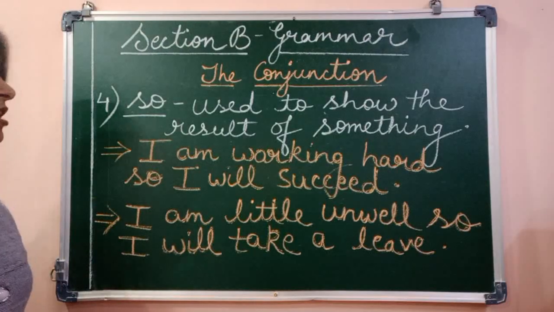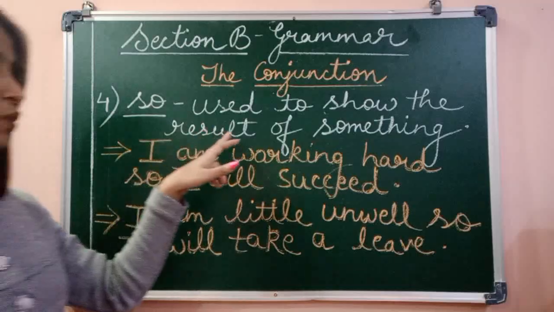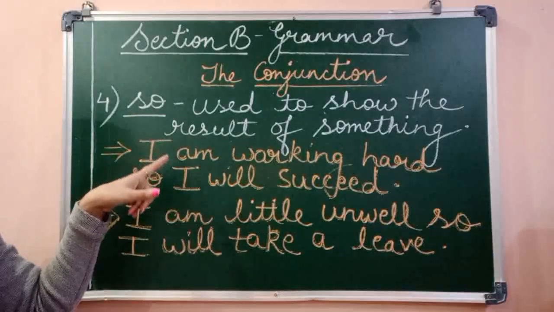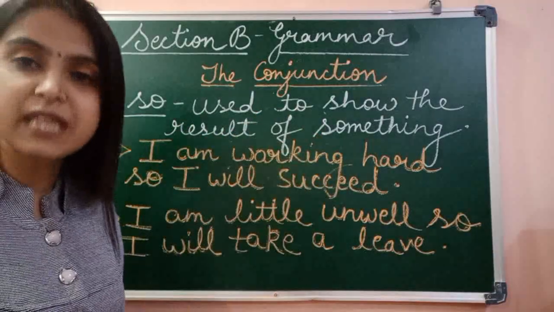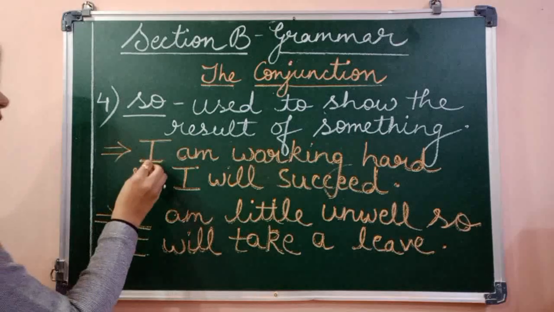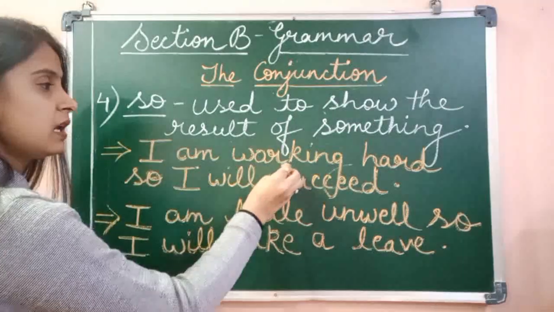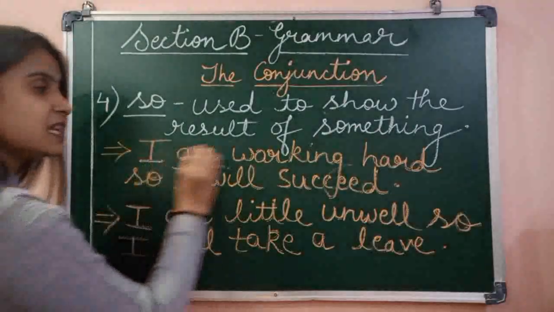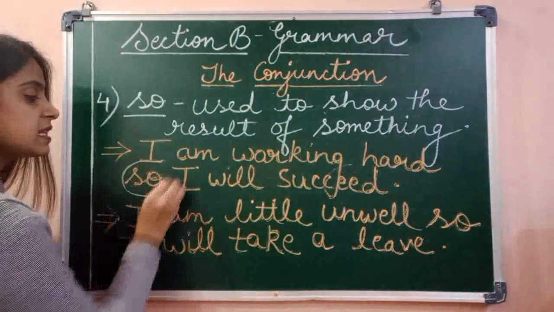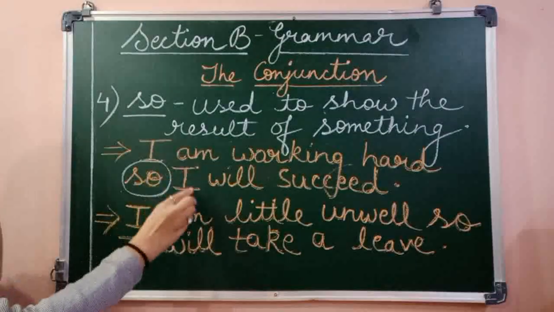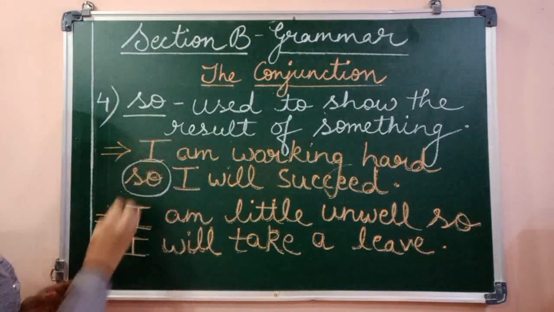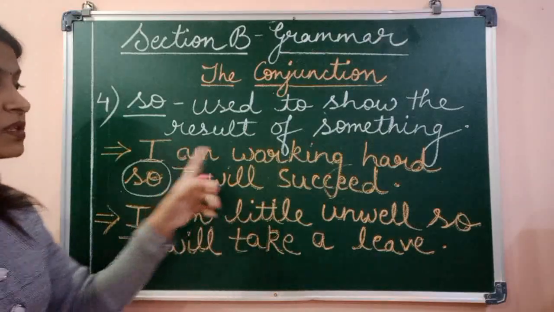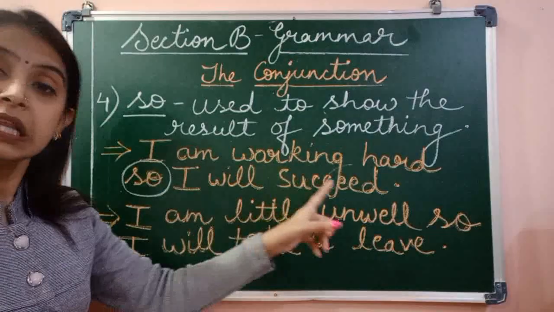Moving over to the next conjunction. So. So is used to show the result of something. So when do we use this conjunction? This conjunction is used when we have to show the result of something. For example, I am working hard, so I will succeed. Now, the result of working hard is I will succeed. So these two sentences are joined using the conjunction so. Why? Because so shows the result of something. And the result of working hard is I will succeed.